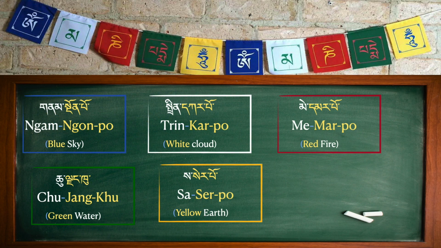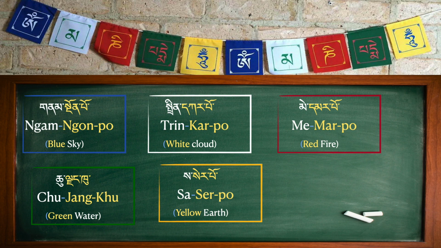So here I have Tibetan flags hanging on the wall above the board. Each of the flags has colors and represents different elements. We will start with the first one. Sky in Tibetan is nam. Blue in Tibetan is ngun po. So we have blue sky, that is nam ngun po.